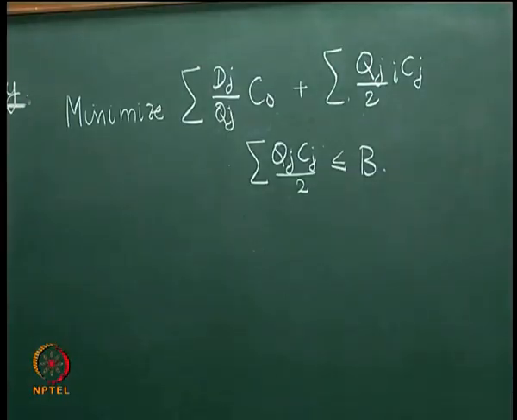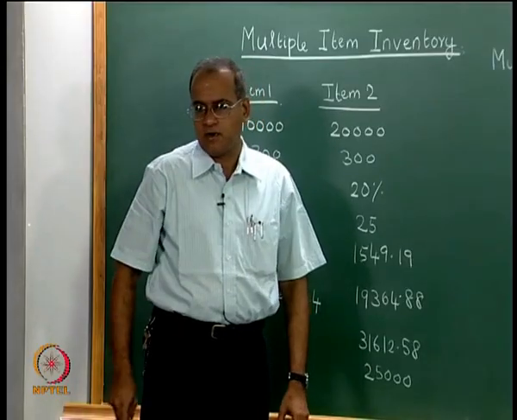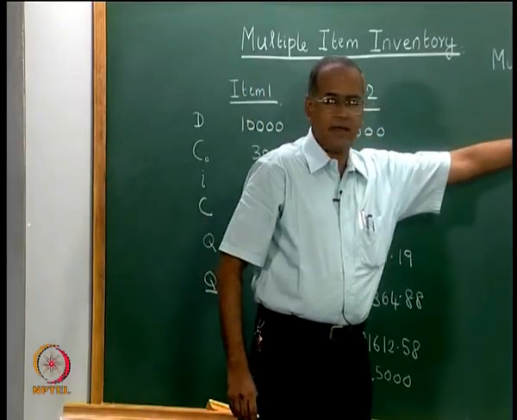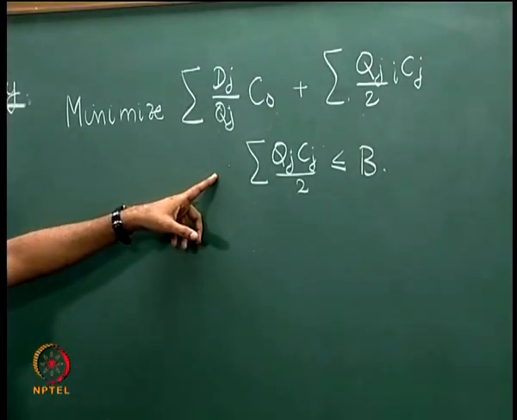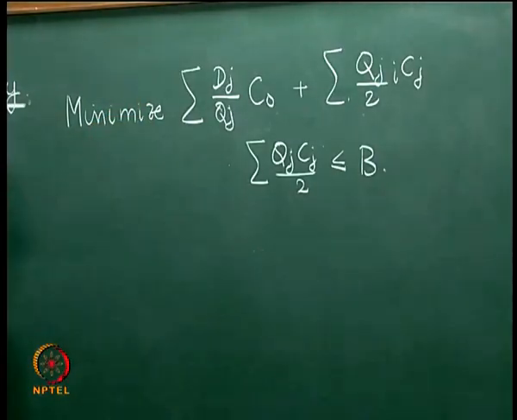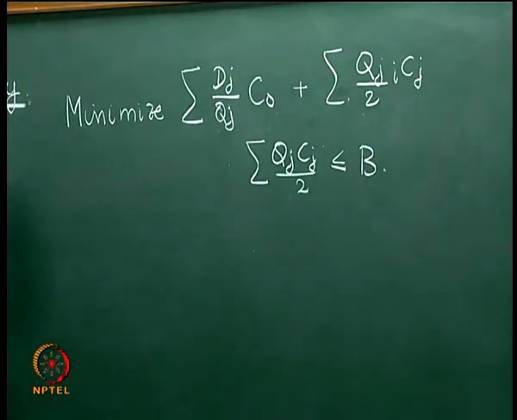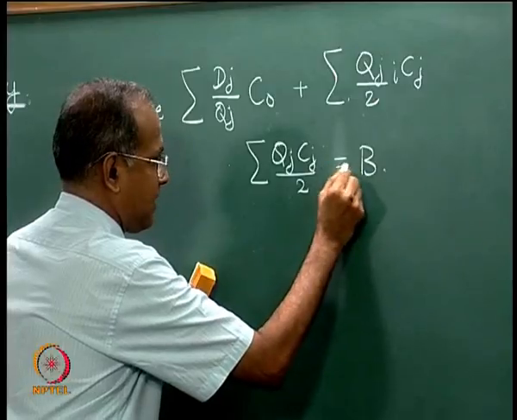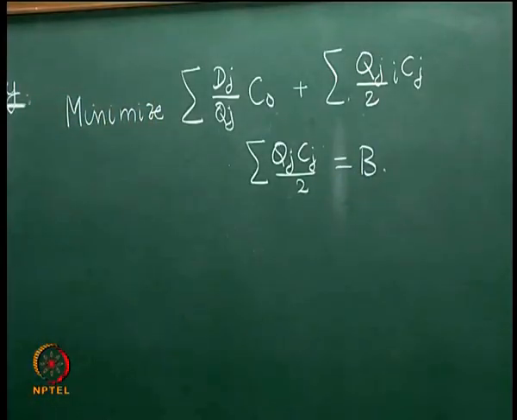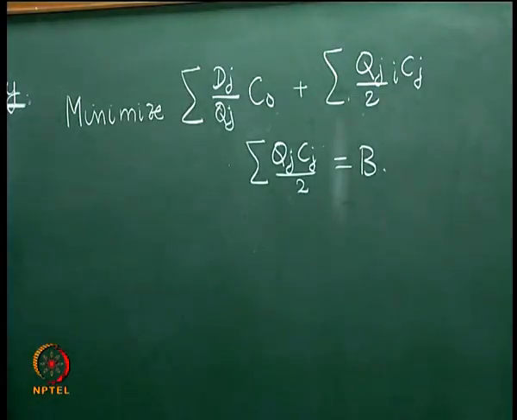Like we did in the previous illustration, by the very nature of the total cost function, if this constraint is binding and is violated by the EOQ, then when we solve the optimization problem, the order quantities will adjust themselves such that summation Qj Cj by 2 will become exactly equal to B and will not be less than B.